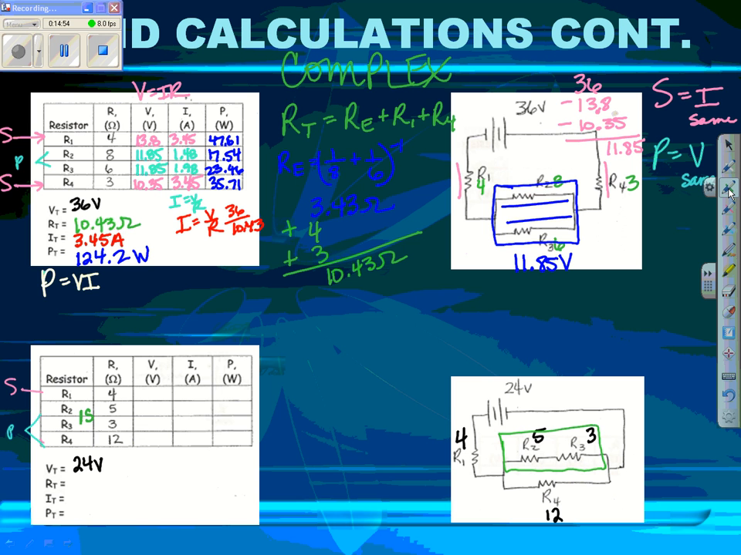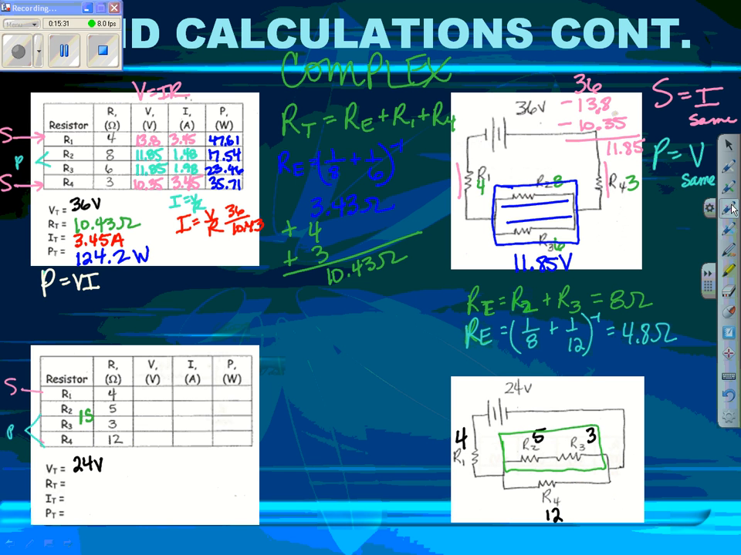They're in series with each other, so we just have to add them together because the rule is that RE is just going to be R2 plus R3 because they're in series. So when we get that equivalent resistance, that's going to be 8 ohms. We're then going to do another equivalent resistance for that parallel set there, which is going to be 1 over 8 plus 1 over 12. And then we're going to take the inverse or reciprocal of that, which is 4.8 ohms.